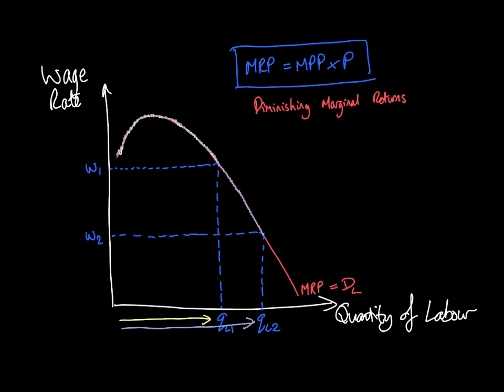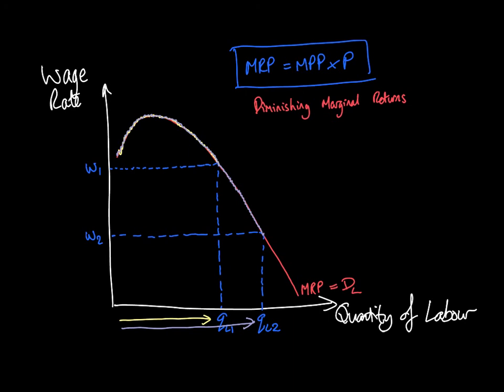The main thing to remember is that the MRP curve is determined by the marginal physical product and the price. We normally consider the price to be held constant when drawing the curve, so the MPP determines the shape of the MRP curve, and the shape of the MPP curve is itself determined by diminishing marginal returns. What we can also think about here is that a shift in this MRP curve to the right or to the left would be caused by changes in either of these two things.